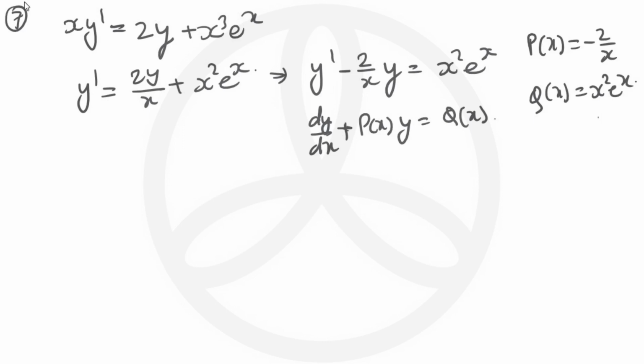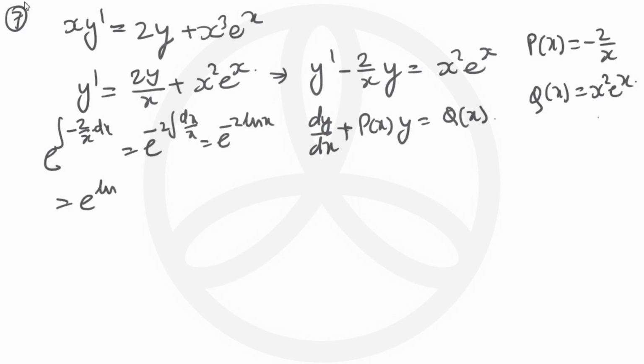Now the integrating factor for this will actually be e to the power integration of minus 2x dx, and this will be nothing but e to the power minus 2 ln x, e to the power ln x to the power minus 2, and this will become x to the power minus 2, or 1 by x square.